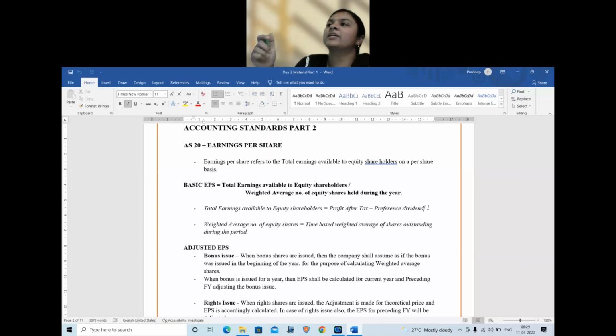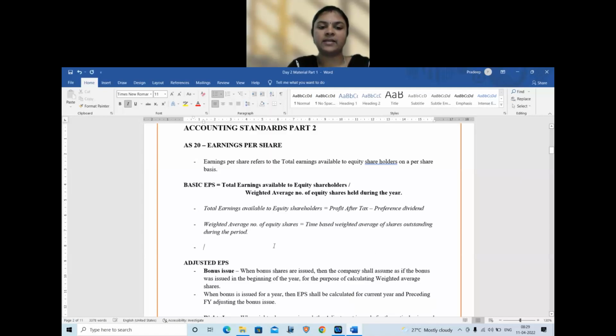Similarly, if after 3 months there is a fresh issue or a buyback, then accordingly your total number of shares and time period needs to be altered, right? So weighted number of shares will be calculated based on the months for which the shares were outstanding for the period. Okay, so this is about calculation of basic EPS. So let's just take a simple example first for calculation of basic EPS.